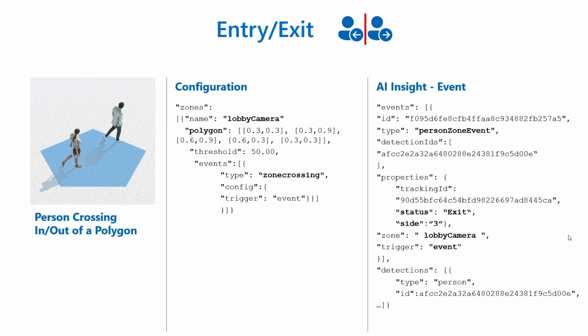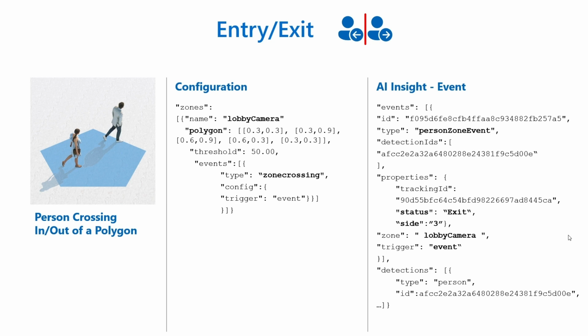Let's look at the configuration for the entry-exit operations. For the person crossing in and out of a polygon, you have to configure the polygon, give it a name, in this case lobby camera, and you have to configure the type of event you require. In this case is zone crossing.